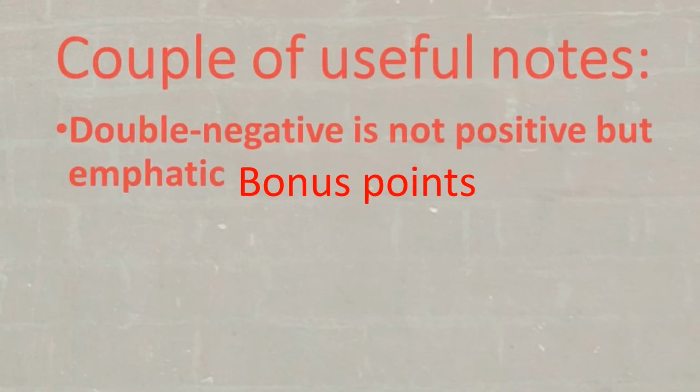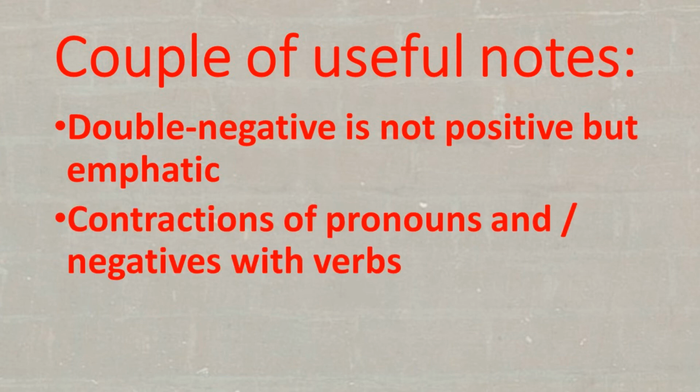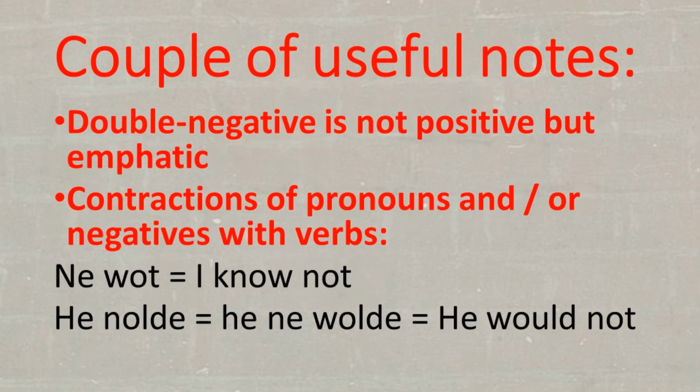And there are another couple of things to remember when reading Middle English. Firstly, a double negative does not make a positive. Instead, it was used for emphasis. So, ni non means not any. Middle English makes use of contractions. Pronouns and negatives are made part of a verb to form a single word. So, ni what means I do not know, and he nolde, he would not.